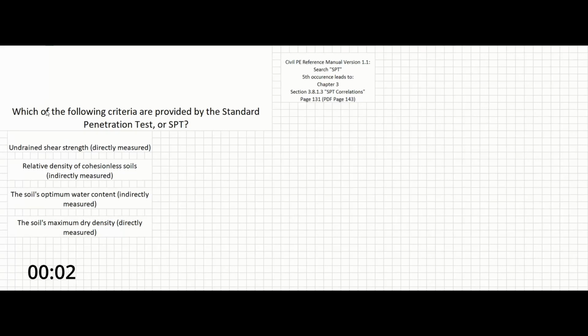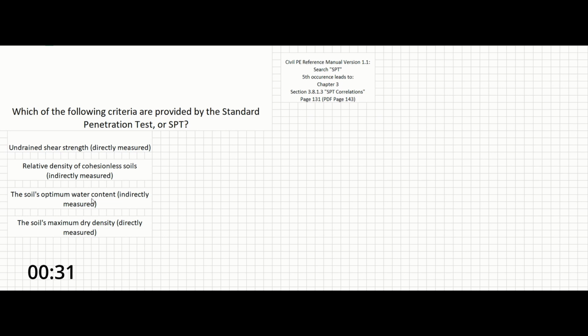Okay, in this problem, which of the following criteria are provided by the Standard Penetration Test, or SPT? Undrained shear strength, directly measured. Relative density of cohesionless soils, indirectly measured. The soil's optimum water content, directly measured. The soil's maximum dry density, directly measured. So again, we have another conceptual problem here.